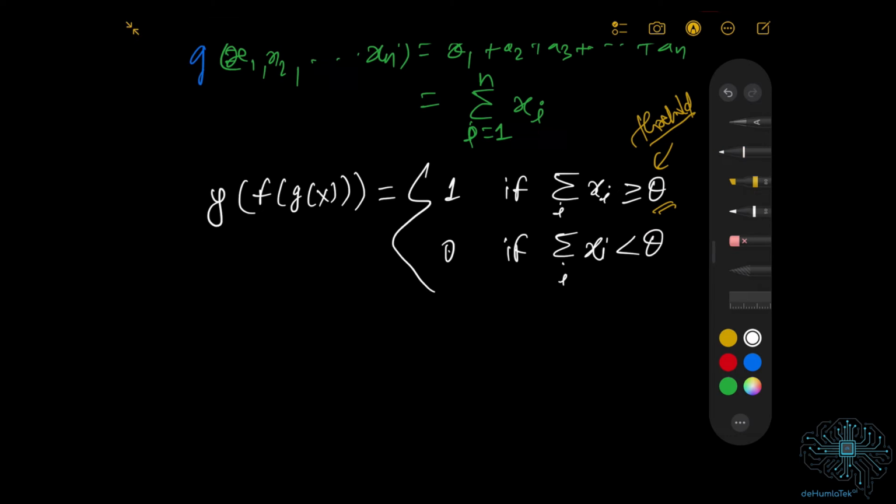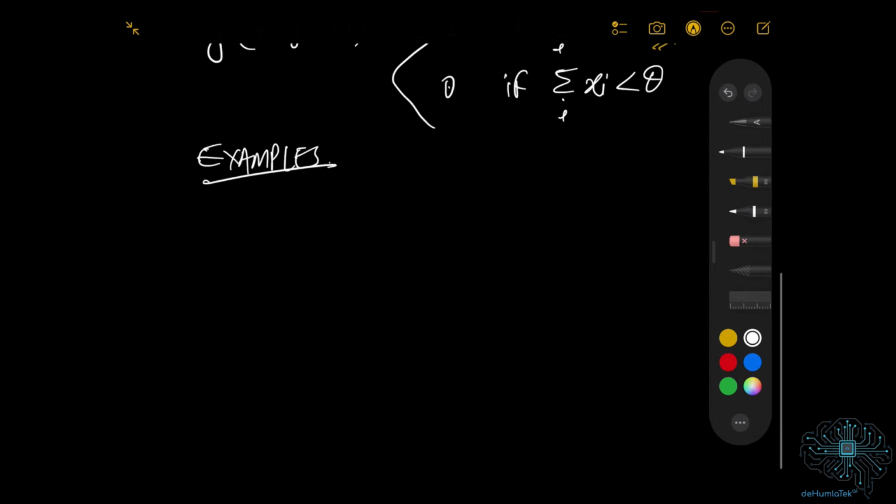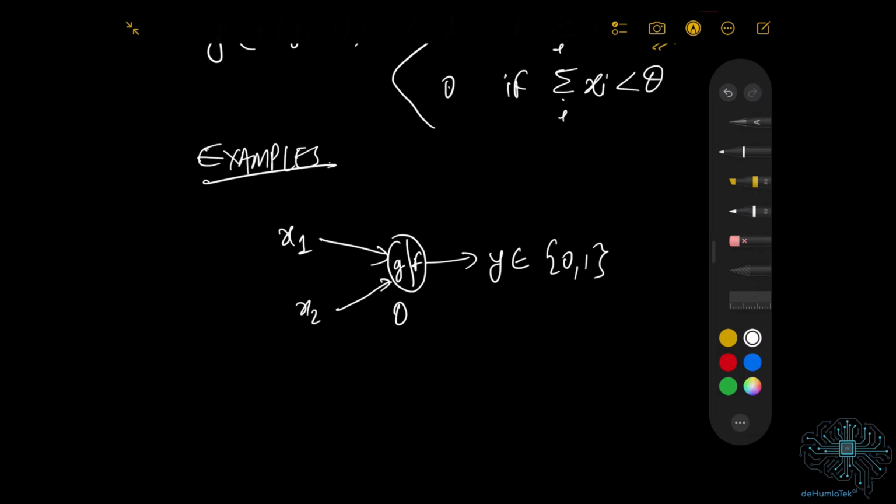Let's see some examples. We'll assume this McCulloch-Pitts neuron has only two inputs, x1 and x2, with g, then f, and then y will be either 0 or 1. There is some hyperparameter theta which we have to hand code for different purposes. If we want to do an AND gate, then both inputs should be 1. So let's say g of x, where x is a vector of x1 and x2.